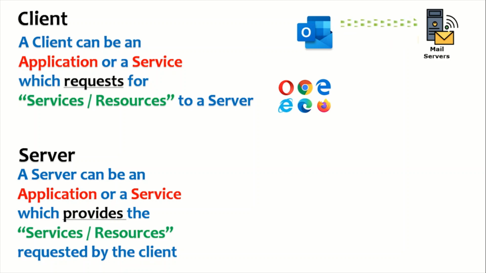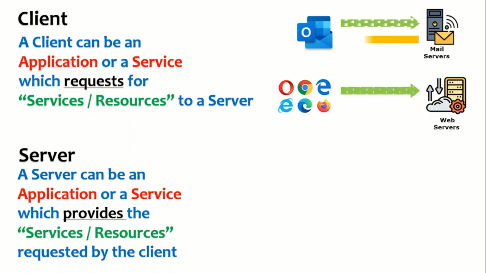Second example, let's take a web browser. A web browser is again a client, and we have web servers, say on the internet or on our intranet as well. So these browsers will request web pages from the web servers, and the web servers will provide those web pages to our web browser. Web browsers, let's say Chrome, Edge, Firefox, are web clients, and we have web servers around.